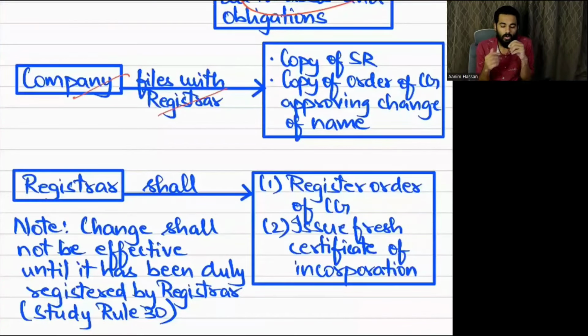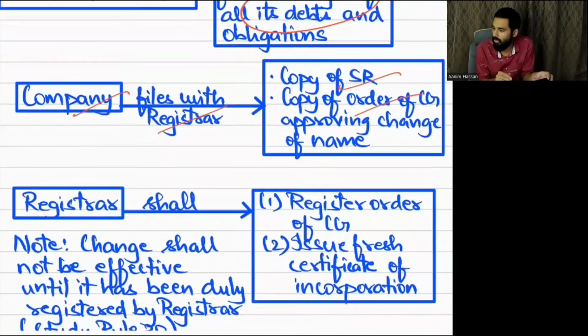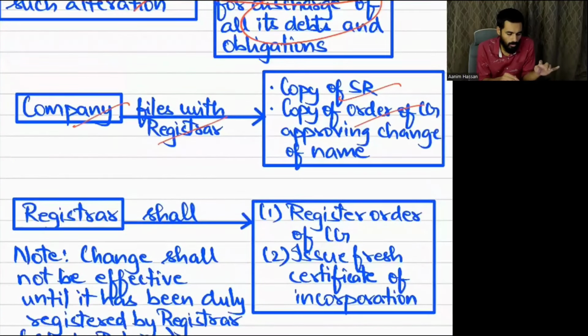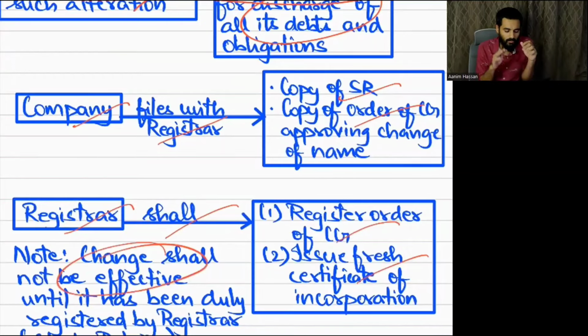Company will file with the registrar what? The copy of special resolution, and an order has been given by CG. If that has been given, then what? Registrar shall register the order of CG and issue a fresh certificate of incorporation. Yes or no? And where the certificate has been given, then it is deemed as effective. Yes.